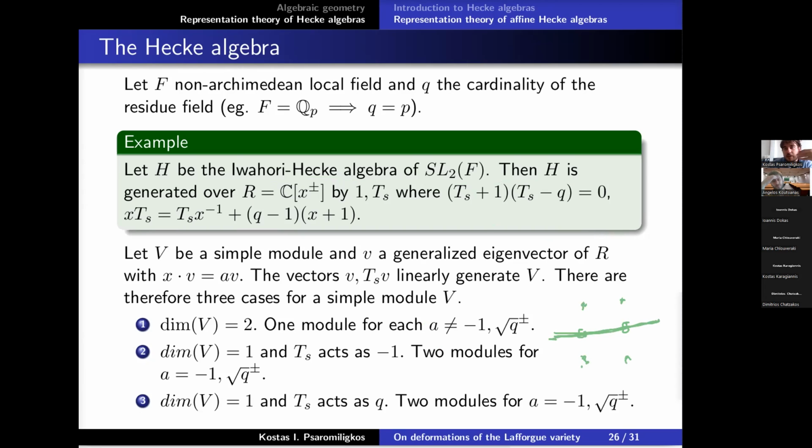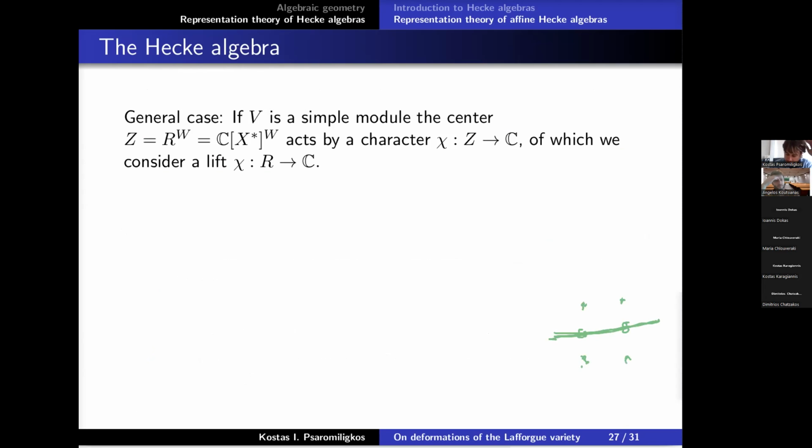Now, this method generalizes abstractly in the following way. Consider a simple module. The center, by Schur's lemma, acts via a character. And Bernstein's idea is basically the following.